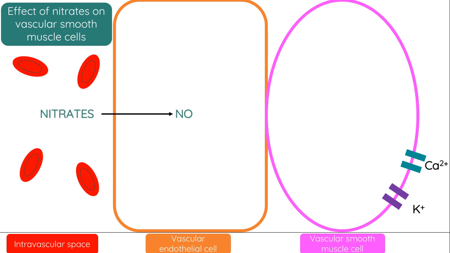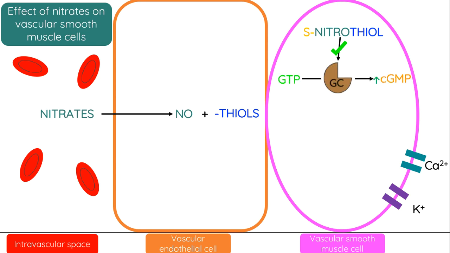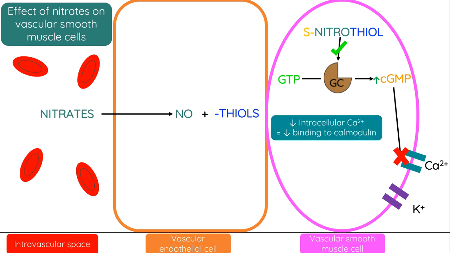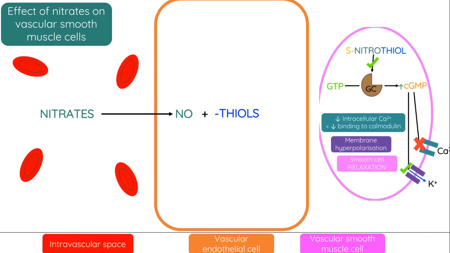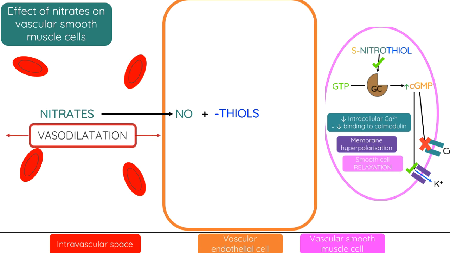So nitrates are first converted into nitric oxide, and then they act on an enzyme in vascular smooth muscle cells called guanylyl cyclase, and that produces a molecule called cyclic GMP, and cyclic GMP acts on calcium channels to reduce calcium coming into the cell. And calcium is important because it binds to calmodulin, which is involved in muscle contraction. So it essentially causes smooth muscle cell relaxation, and as you can see, if you get relaxation of the smooth muscle cell, that causes vasodilatation. And so that's how nitrates cause vasodilatation.